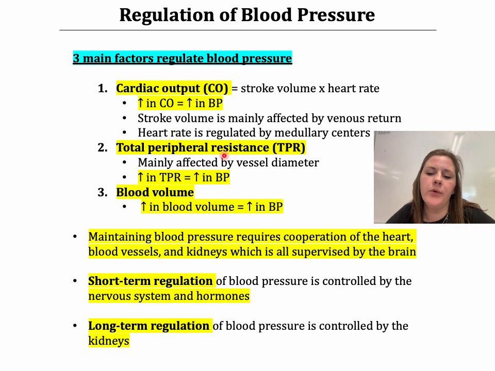Okay, we'll focus more on that neural regulation, right? I'm not going to go into detail about total peripheral resistance again because we just talked about it. So maybe you want to go read through that again, think about that some more.